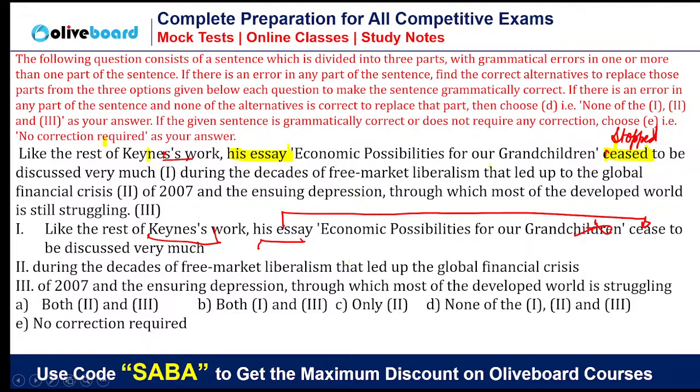So first, whatever is given that is correct, it will not be replaced. Who said B? Ilakya said B. Tell me guys, subject is singular. So can we ever use V1? So it is a blunder. One will not be replaced.